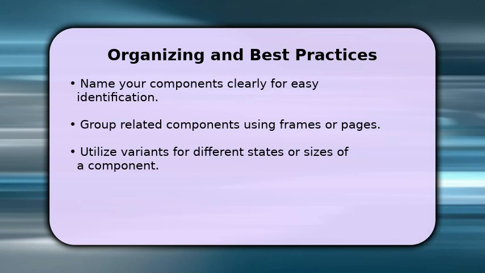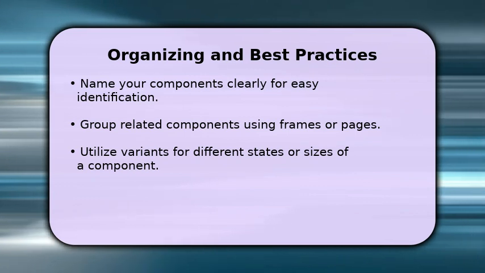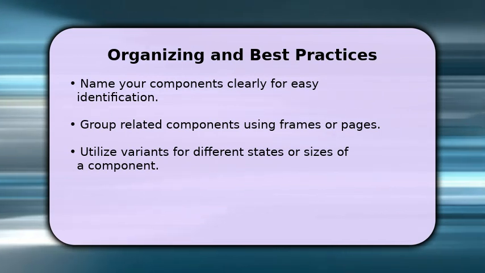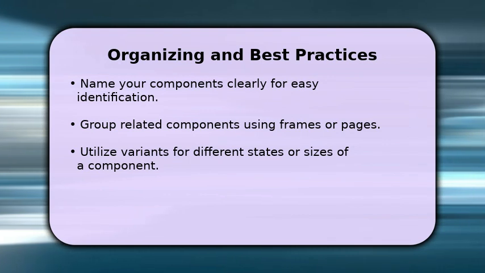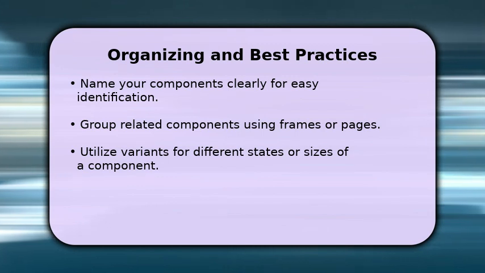For an organized workflow, always name your components clearly and consistently. Consider grouping related components within frames or on dedicated pages to keep your file tidy. For components with multiple states, like a button that is enabled or disabled, use variants to manage them efficiently within a single component set. Finally, publish your components to a team library so everyone on your team can access and use them, ensuring design consistency across all projects.